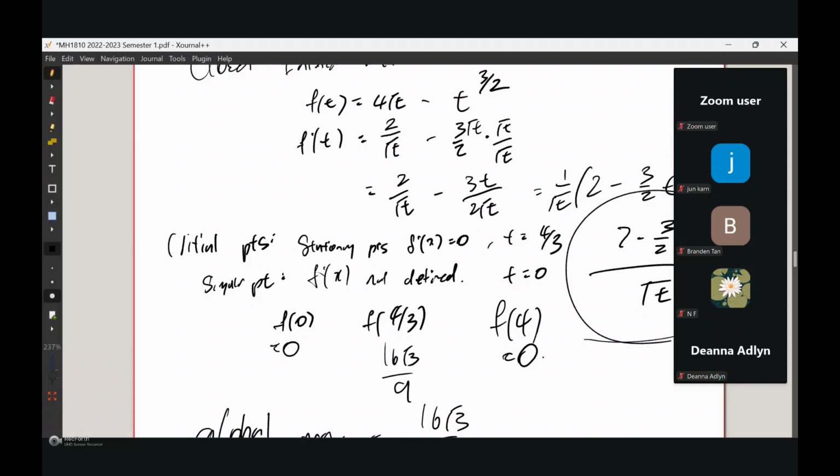The issue is that because this is a fraction, my function here cannot divide by 0. So this cannot be 0. So square root t equal to 0 is my critical point. To solve for this, you get t equals 0.